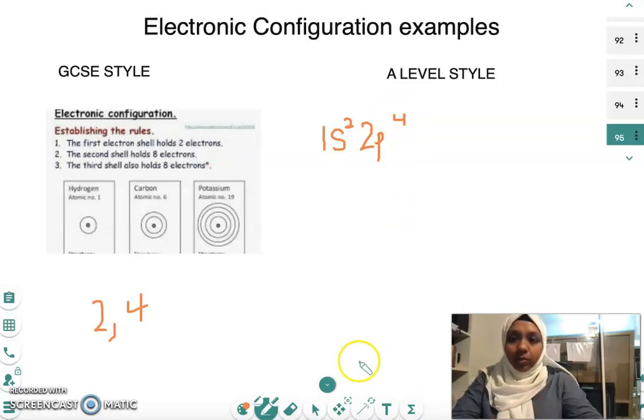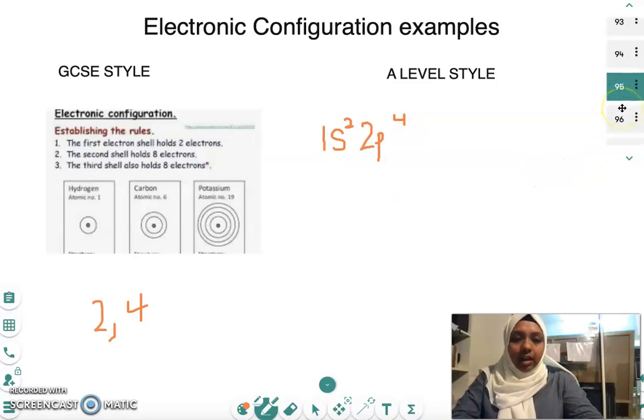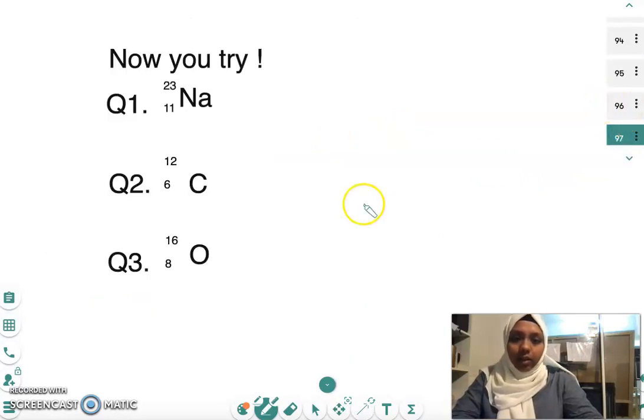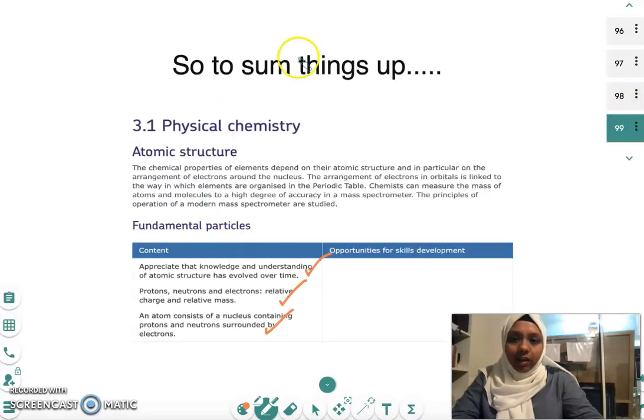At this point I would stop again for questions, and if not, we would move forward. Then I would give them some questions that they can try themselves, and again we would go through the answers and clear out any misconceptions. Then finally we'd come back to here and we would tick off everything that we've learnt.